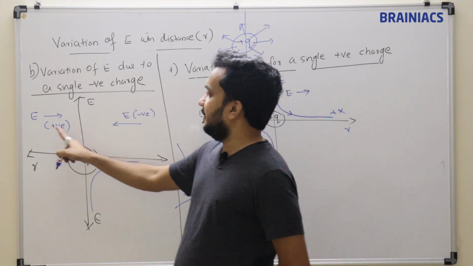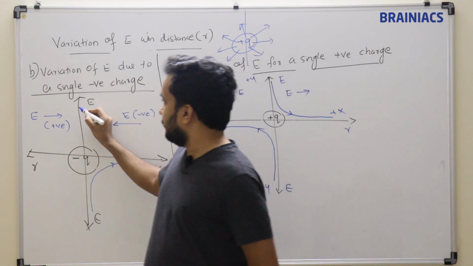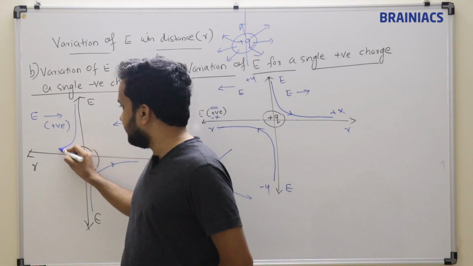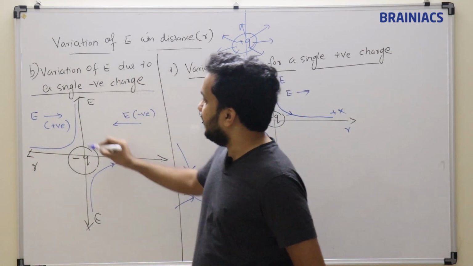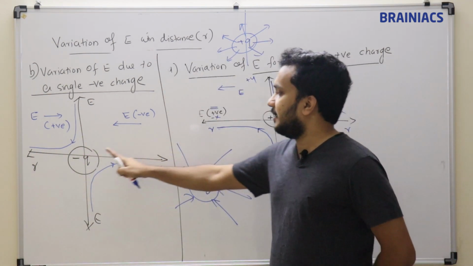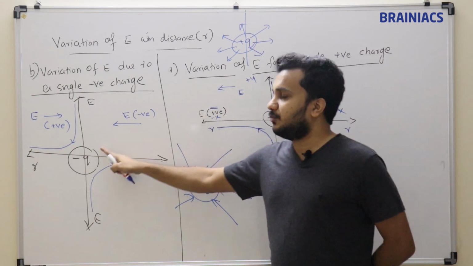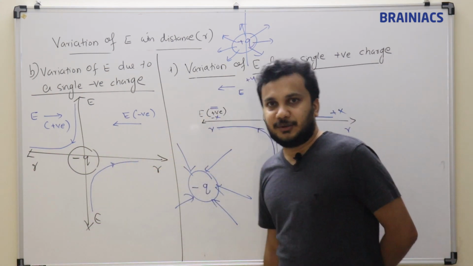On the other side, the electric field is positive because it is moving towards the right side. So the electric field is positive, and when the distance increases, the electric field reduces like this. So this graph and that graph are exactly opposite. Whatever you have seen for plus Q is different from whatever you have seen for negative Q.